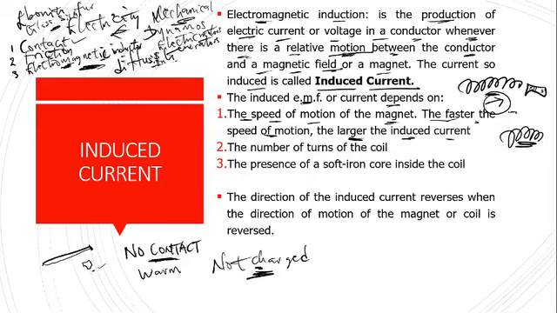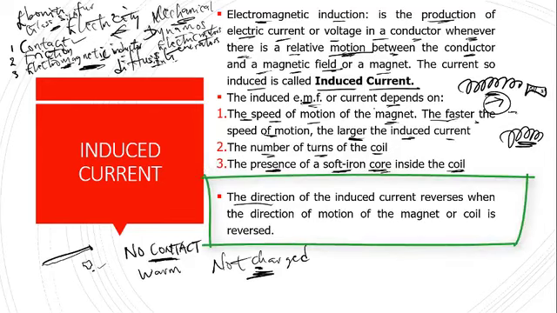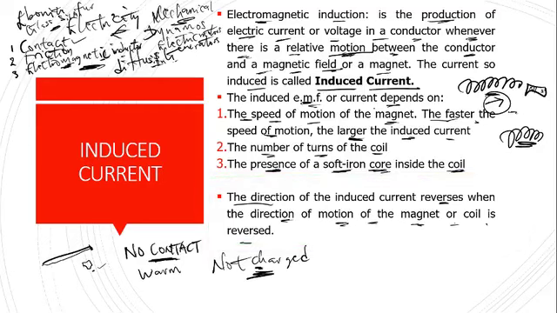Another thing that affects the induced EMF or current is the number of turns of the coil. And then thirdly, one thing else that affects the induced EMF or current is the presence of a soft iron core inside the coil. Now notice here that the direction of the induced current reverses when the direction of motion of the magnet or coil is reversed. So what it simply means is that the direction of the induced current is directly proportional to the direction of motion of the magnet or coil.